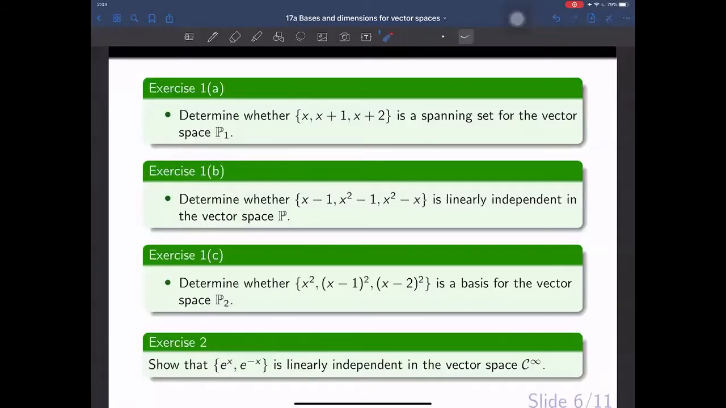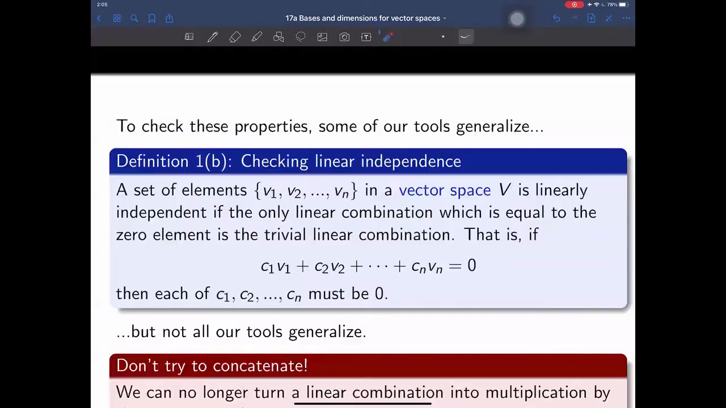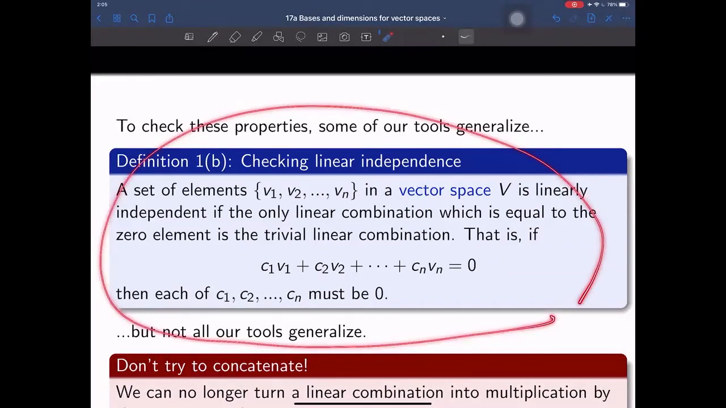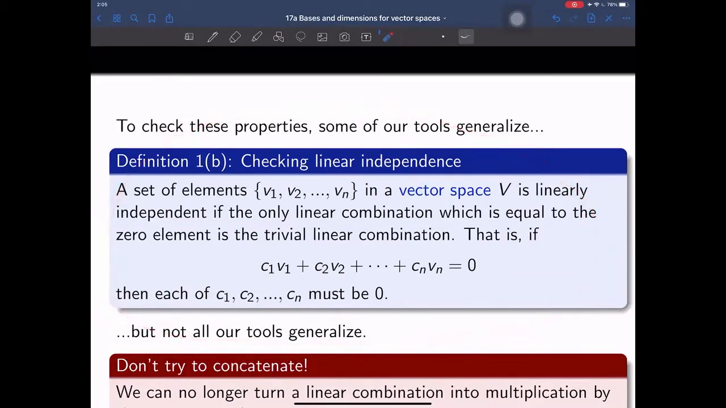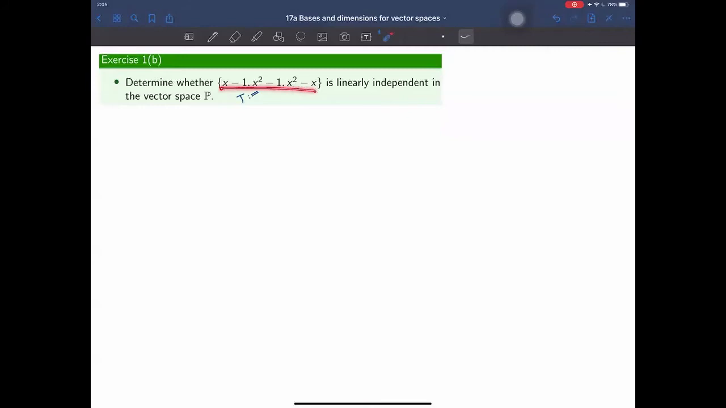In this next exercise, our vector space would be P, the set of all polynomials. We want to check whether this set is linearly independent. We will use this tool. We will write a linear combination of our 3 polynomials and set that to the 0 polynomial. And then we want to check, is it possible that we can get a linear combination where not all of the coefficients are 0 and still have the linear combination be equal to the 0 polynomial. Let me call this set T.